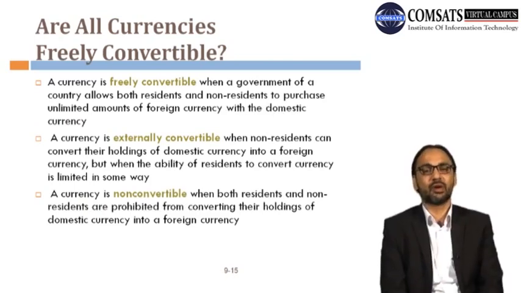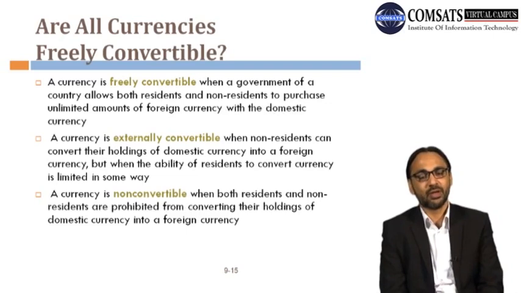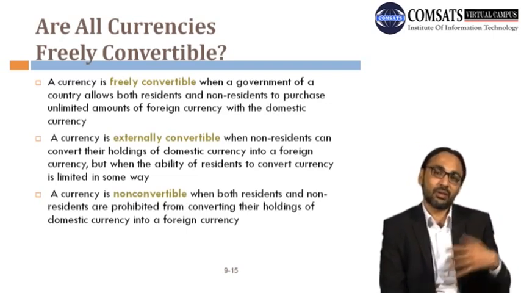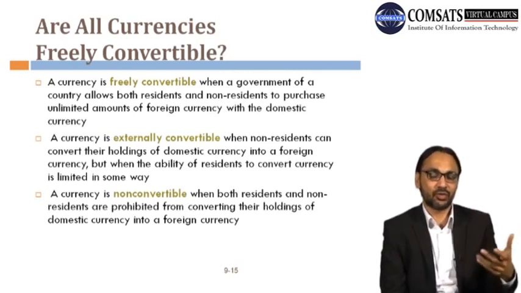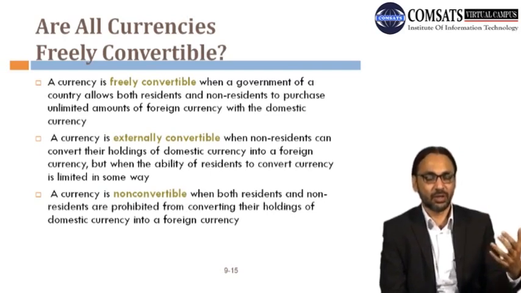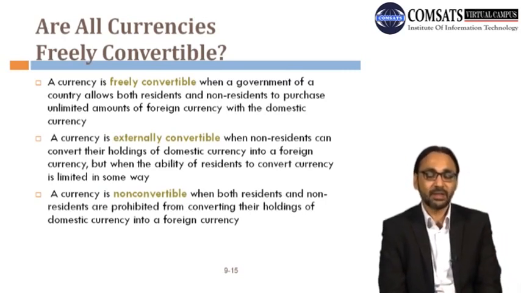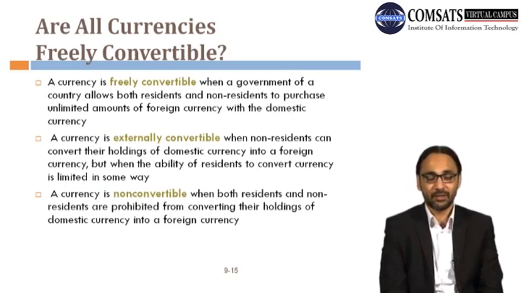We have seen this in our surroundings: some currencies are easily convertible to another and some are not. Scholars have categorized this conversion of currencies into three categories. The first is freely convertible currencies, the next is externally convertible, and the third is non-convertible currencies. A currency is freely convertible when the government of a country allows both residents and non-residents to purchase an unlimited amount of foreign currency with the domestic currency.